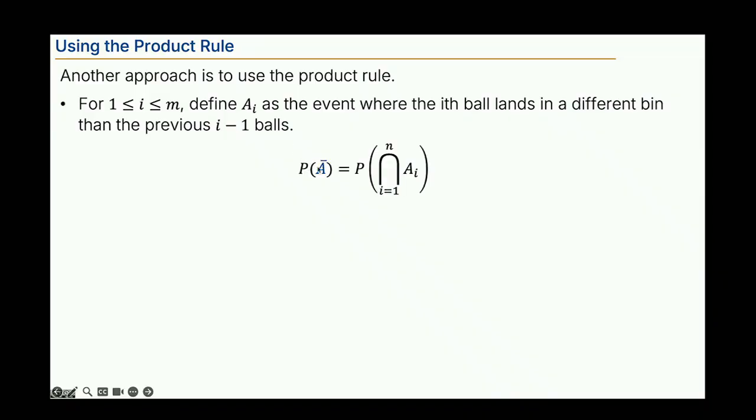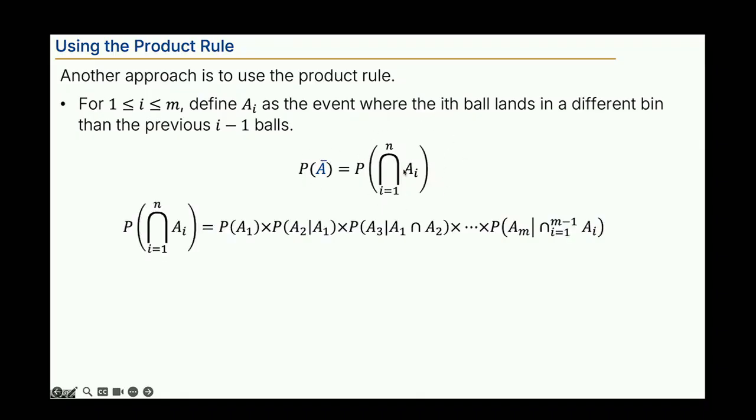Okay, so we know that the probability that we don't get a collision is going to be the probability of the intersection of all of these, because it says that ball 1 landed in its own space, and ball 2 landed in its own space, and ball 3, and so forth. If all of those things are true, then there's no collisions, because they all have their own home.